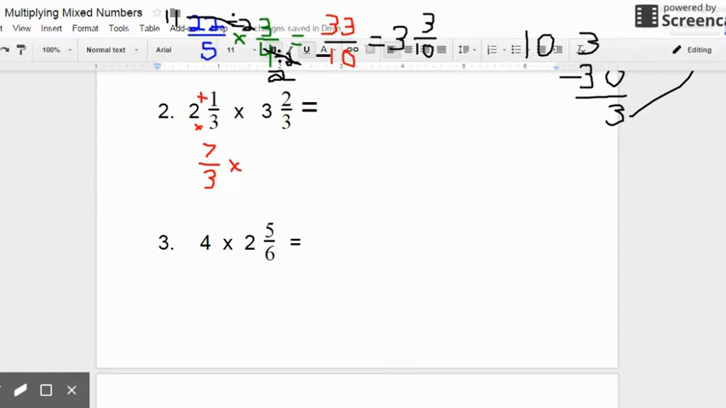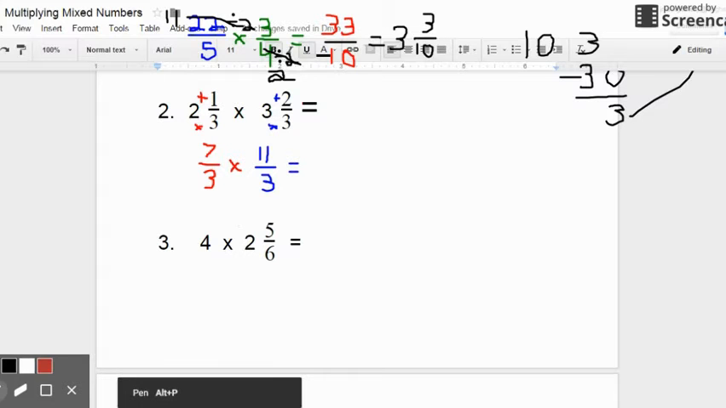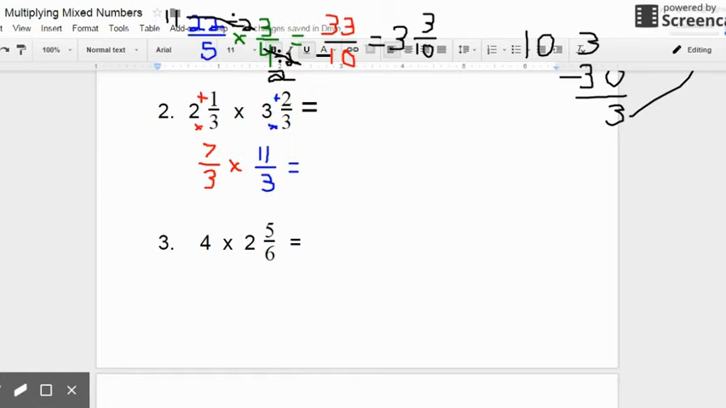Same thing over here. 3 times 3, multiply here. 3 times 3 is 9, plus the 2 is 11. And of course, we have 11 over 3. Now we're going to do method 1 here. We're just going to simply multiply across the tops, multiply across the bottoms. So we go 7 times 11 is 77. Multiply across the bottoms, 3 times 3 is 9.